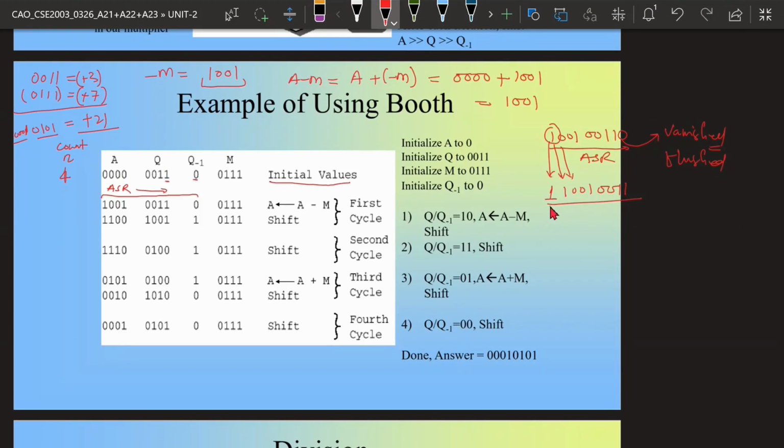So up to 4 bits it will be A, up to here it is Q, and this last bit is Q minus 1. So you can just put this value. It will come out like 1100, then 1001, and at the last, Q minus 1 will be 1, and all M values will be the same. After shifting, we should be getting the result like that.